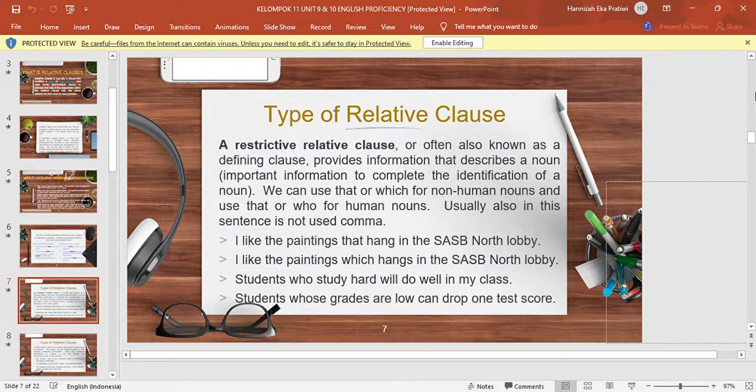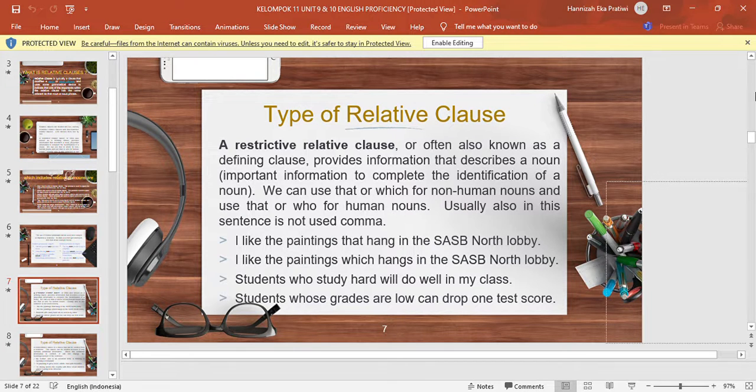Types of relative clauses. A. Restrictive relative clauses are often known as defining clauses. They provide information that describes a noun. We can use that or which for non-human nouns and use that or who for human nouns. Usually, in this sentence, a comma is not used.